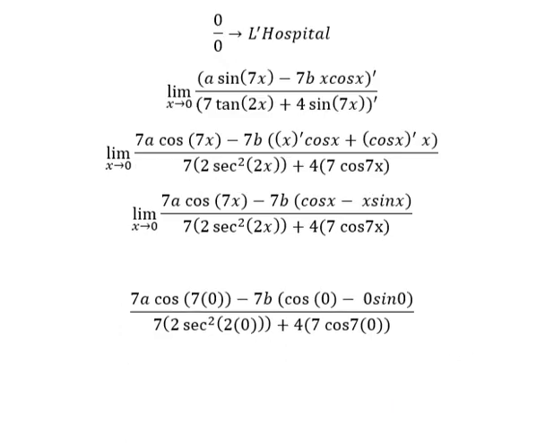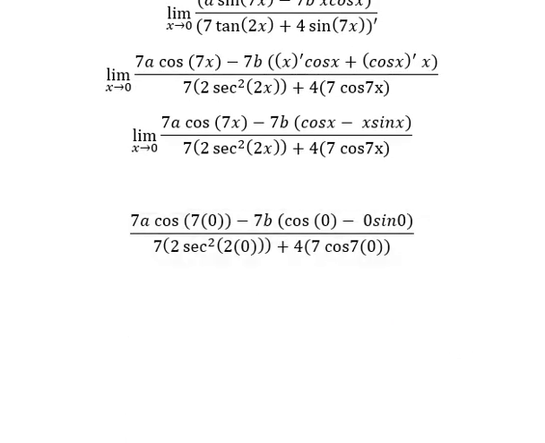Now we need to simplify this one, and we have 7a minus 7b over 42 equals to number 5. So we have the first equation in here.